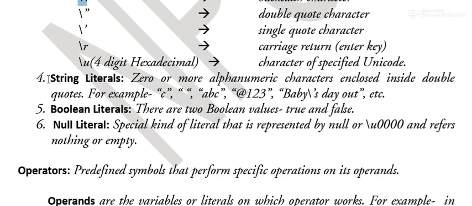String literals are a set of alphanumeric characters, because it can include alphabets and numbers both, enclosed under double inverted comma. These are the examples of string literals. Boolean literals are only two, true and false. And if there is nothing, then it is known as null literal. Null can be represented by the escape sequence \u0000.